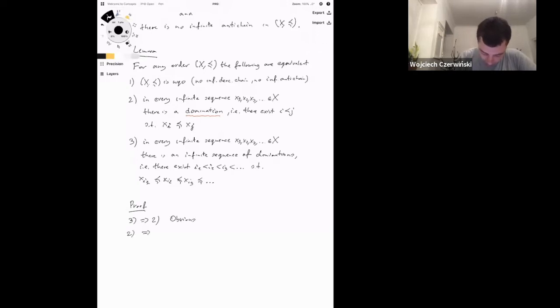The implication from 2 to 1 is also easy. If you know that in every infinite sequence there's a domination, then I claim you cannot have an infinite anti-chain and you cannot have an infinite descending chain. Why? Because imagine you had an infinite anti-chain. Then you write this infinite anti-chain as a sequence, and there is no domination there because everything is incompatible with everything, yes? So an infinite anti-chain would imply no domination.